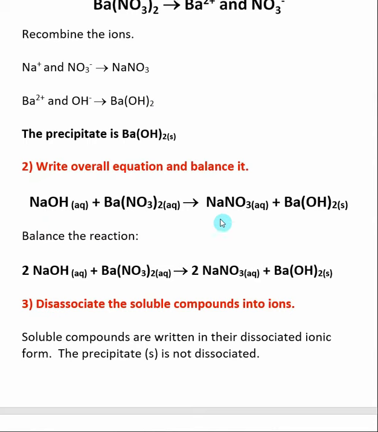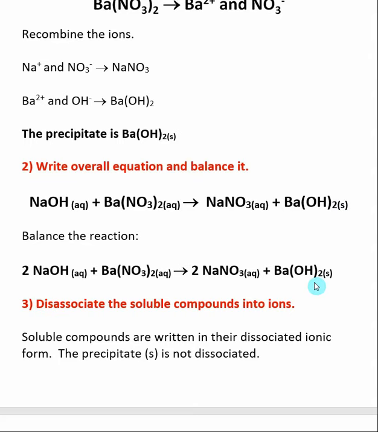The subscripts are important. In our two products, sodium nitrate was determined to be soluble, so it is written as aqueous. Barium hydroxide was determined to be a precipitate or insoluble, so this gets the S subscript. Then we balance the reaction, and we've talked about this previously, and we get to our first reaction. So this is the complete balanced reaction.